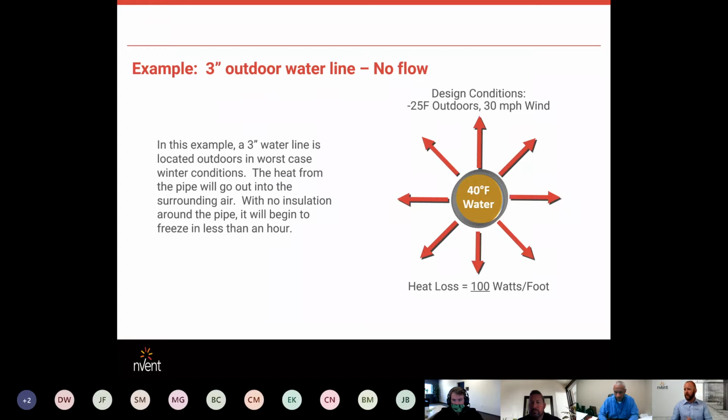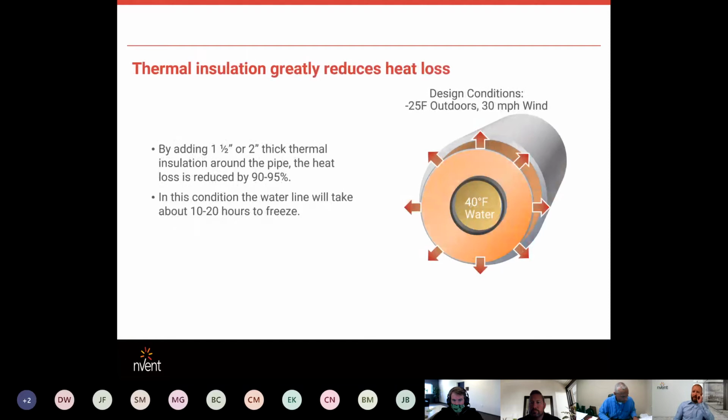So right now we're looking at bare pipe with 40-degree water in it. If it gets real cold, minus 25, with 30-mile-an-hour winds, you're looking at 100 watts per foot. So now we're looking at the analogy. The only thing we changed is we added insulation. We don't have any heat tracing here. We just added insulation. So this analogy is 1.5 or 2 inches thick. Let's say it's mineral wool, which is a common insulation.